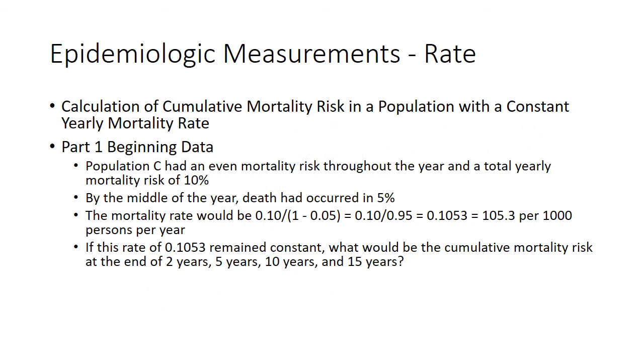And so basically what we can do is calculate a cumulative mortality risk in a patient with a constant yearly mortality rate. So what we're going to do is start off with our beginning data. We'll say population C had an even mortality risk throughout the year and a total yearly mortality risk of 10%. By the middle of the year, death obviously had occurred in 5%, right? Because we saw that deaths occur on average all the way throughout the time period. Here we're going to see that the mortality rate, by figuring that out, is 105.3 per 1,000 persons per year. So we already calculated that a slide or two ago. So again, if we know that rate is going to remain constant, how can we apply that to multiple years?